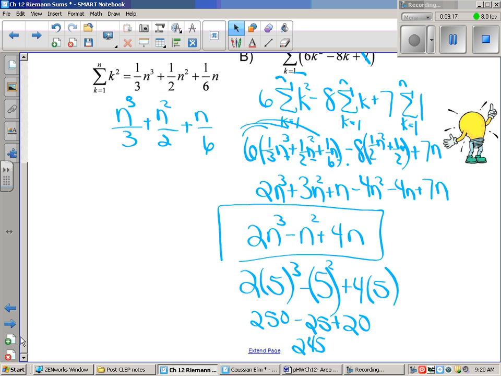That's the idea of this application of sigma, and how we're going to be using it later on. Well, you'll see that in the next video or in class.